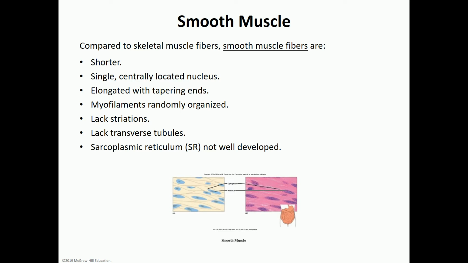And that's why smooth muscles are not striated, so they lack the striations. They do have actin and myosin, but they're not perfectly organized, and that is why, again, we don't see striations. They don't have a transverse tubule, and the sarcoplasmic reticulum is not very well developed. It still needs calcium for contractions, but the SR of smooth muscles is not as well developed as we have it in the skeletal muscles.